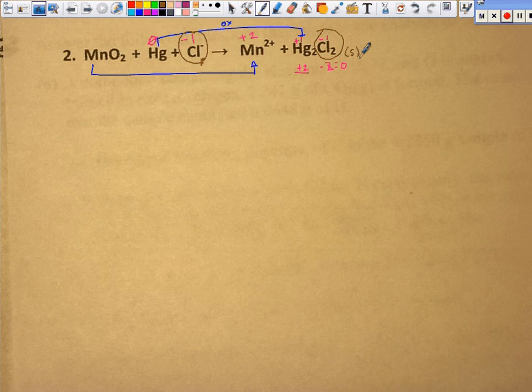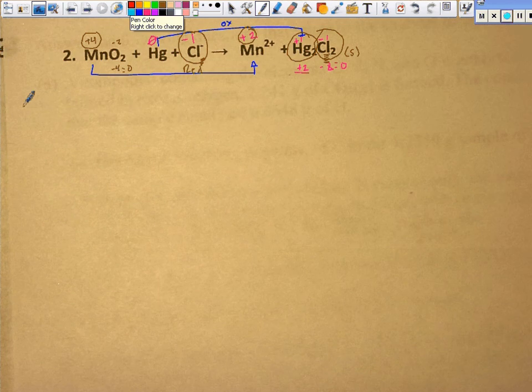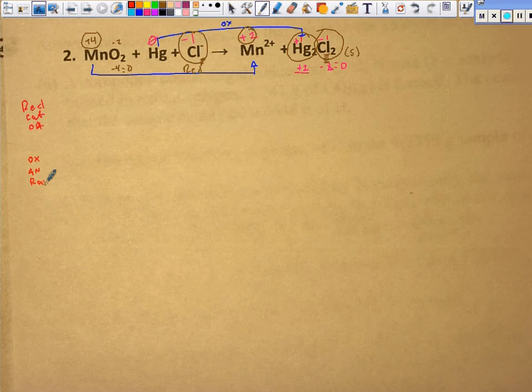Now, manganese: set this equal to 0, -2, -4, so this is a +4. So if you notice, manganese goes from a +4 to a +2, so that is reduction. Now we have our setup, with our reduction and our oxidation. All right, so reduction: MnO2 goes to Mn2+. All right, and the other one.